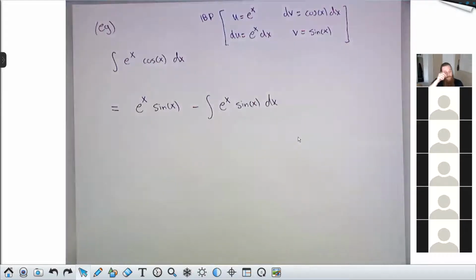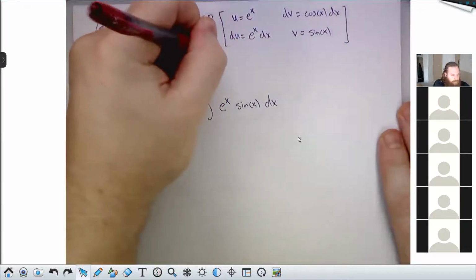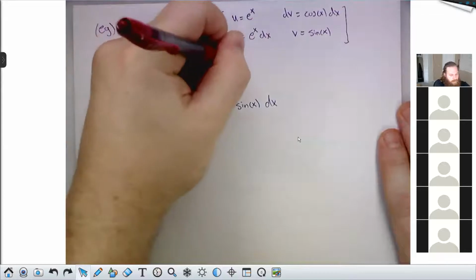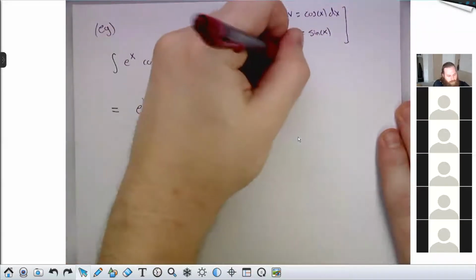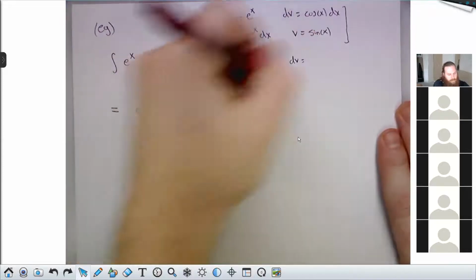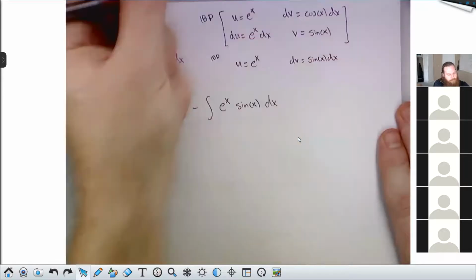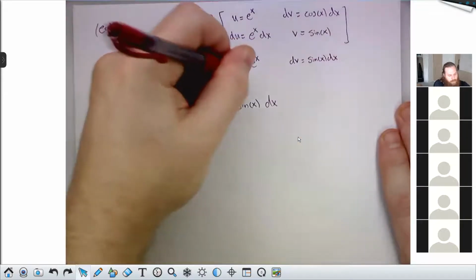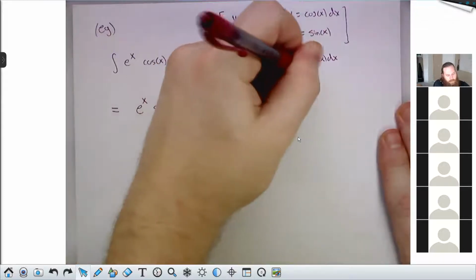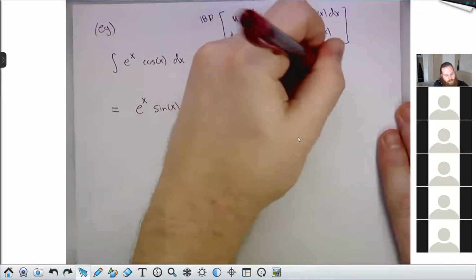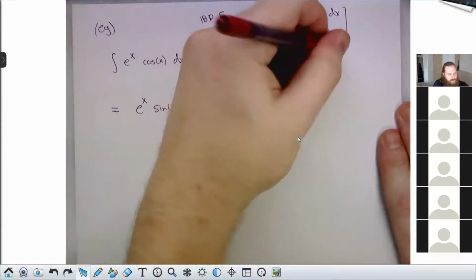All right. So I'm going to jump in with another integration by parts. Again, following LIPAT, I pick u to be e to the x and dv to be everything else, which this time is sine x dx. Du will be e to the x dx again, and v this time is negative cos x. So there's my second IBP table.